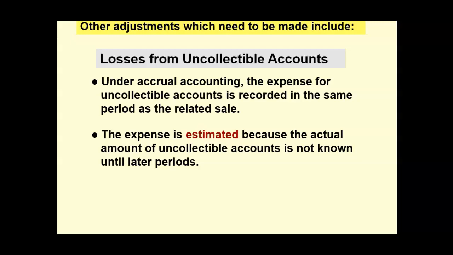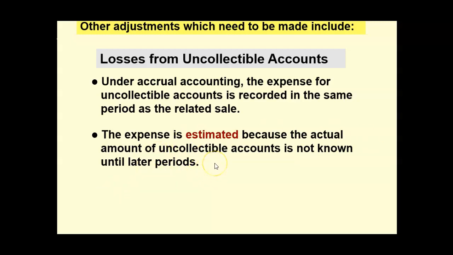There's always a chance that when you sell products or services on account, you're not going to receive the amount of money that's owed to you from all of your customers. So under the accrual accounting system, we recognize an expense for those accounts that we expect to become uncollectible. The expense is going to be estimated because the actual amount is not known until later periods.